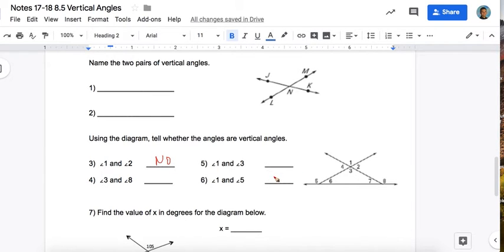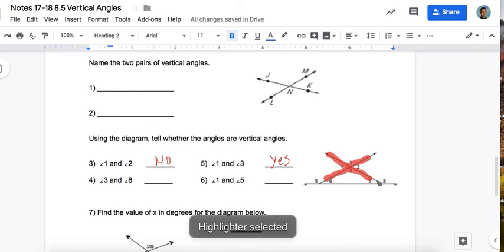Number 5, 1 and 3. So let me get my highlighter and let's highlight that. So 1 and 3. And the answer is yes, those are vertical angles. Okay, now we're looking at 3 and 8. So here's 3 and 8, and those are not vertical angles. And I went out of order here. I went 3, 5, and then 4. Oops. And then number 6, angle 1 and 5.